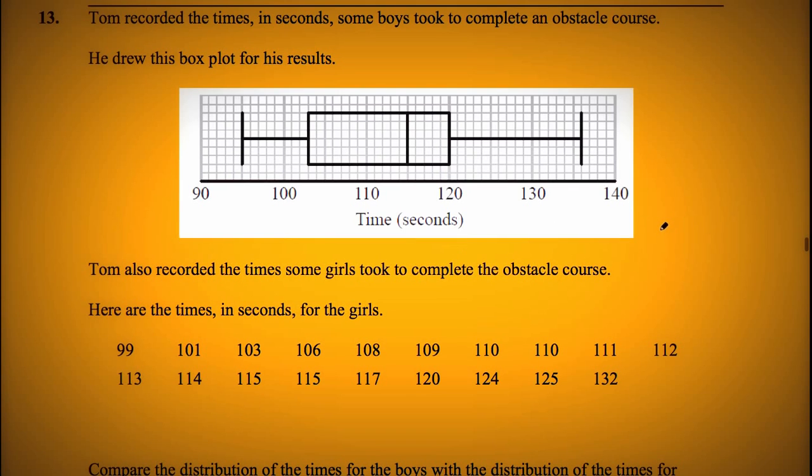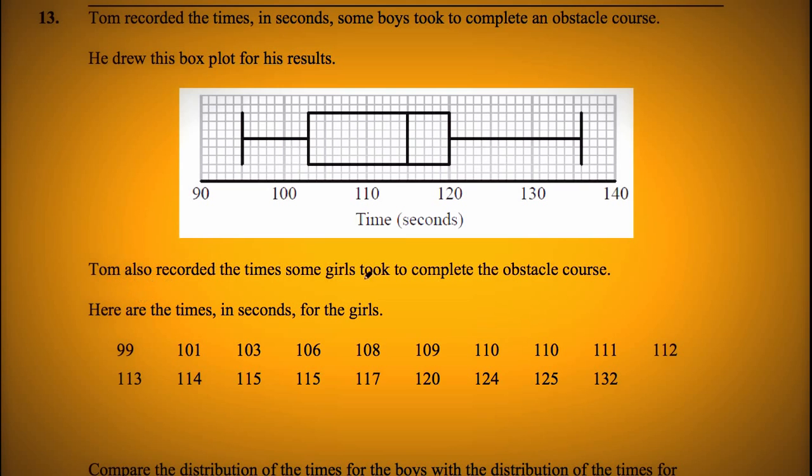Question 13, box plot. Tom recorded the times in seconds some boys took to complete an obstacle course. He drew this box plot for his results. So the time there, we can see a median time of 115 seconds, and the range there going from 95 up to 136 seconds.